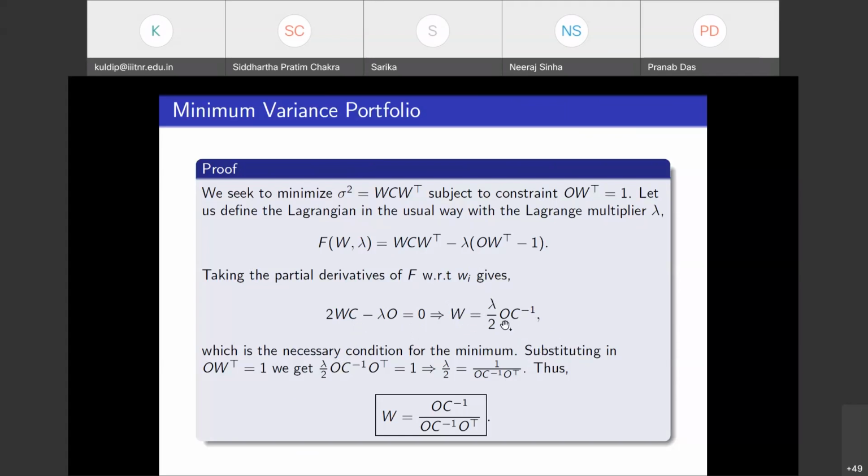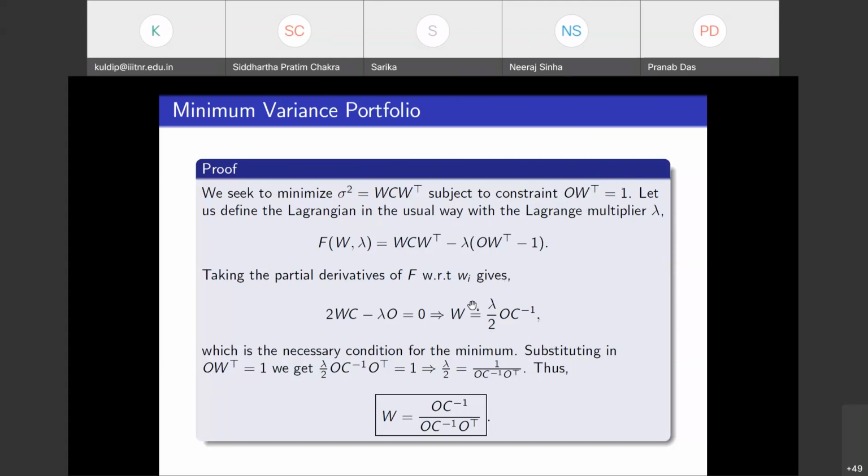Now you know what is O. O is the vector of all ones. C inverse is the inverse of the covariance matrix. What remains is lambda by 2. So in order to determine that, what do you do? You take this W here and substitute in the constraint.